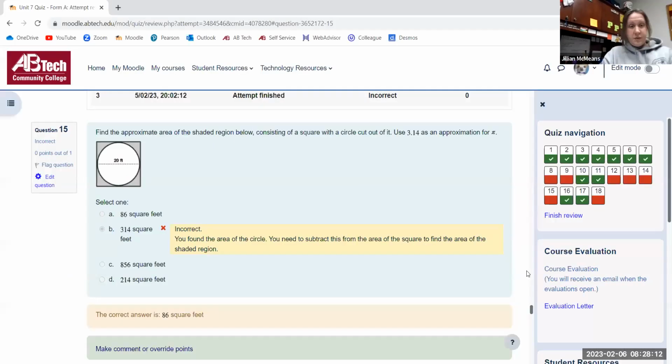So there we go. It should have been part A. Again, without seeing your work, it's kind of hard to tell. It looks to me like you found the area of the circle and then just never subtracted it from the square.